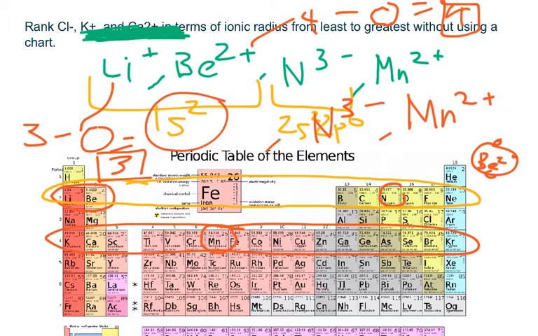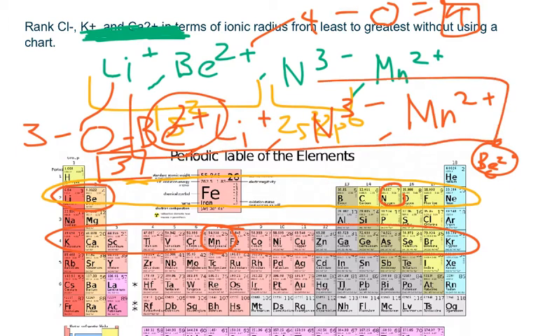So its valence electrons feel a greater pull from the nucleus than those of lithium plus. As a result, beryllium 2+ will be smaller, since higher attraction means that the electrons will be pulled closer to the nucleus, and this decreases the radius. So beryllium 2+ will be the smallest, and next comes lithium plus. And we just found our answer. The order from least to greatest in terms of ionic radius will be Be2+, Li+, N3-, and then Mn2+. That's our answer.